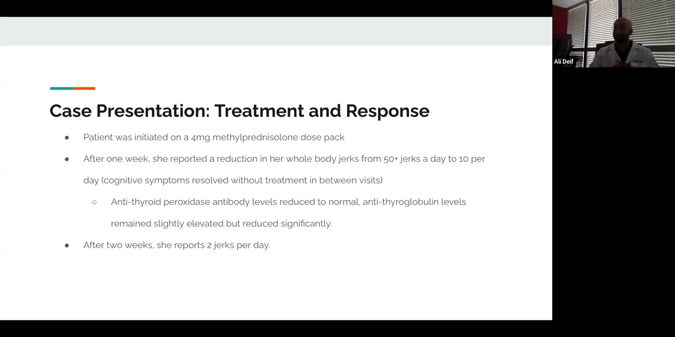So this patient meets all the criteria. She was responsive to steroids. So we feel pretty confident that this diagnosis of Hashimoto encephalopathy was spot on.